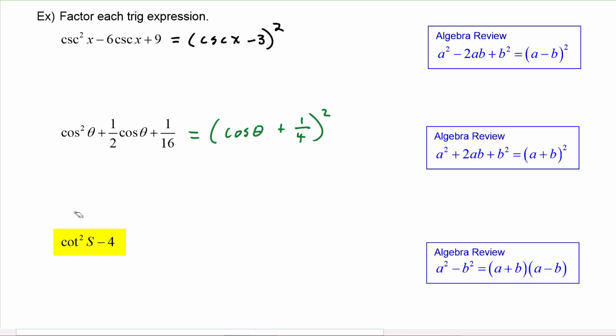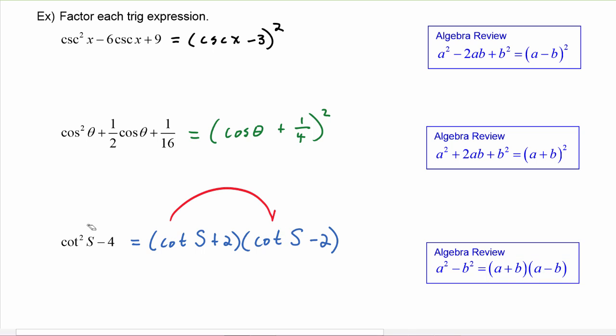This last one is the difference of two squares. So we know that this will work out to be cotangent of s plus 2 times cotangent of s minus 2. And as always, check your result. First times first gives you cotangent squared of s. Outer gives you minus 2 cotangent of s. Inner gives you plus 2 cotangent of s, so those will cancel out. And last times last gives you the minus 4.